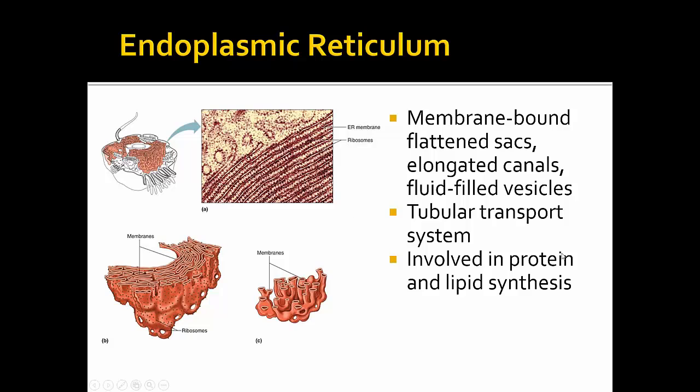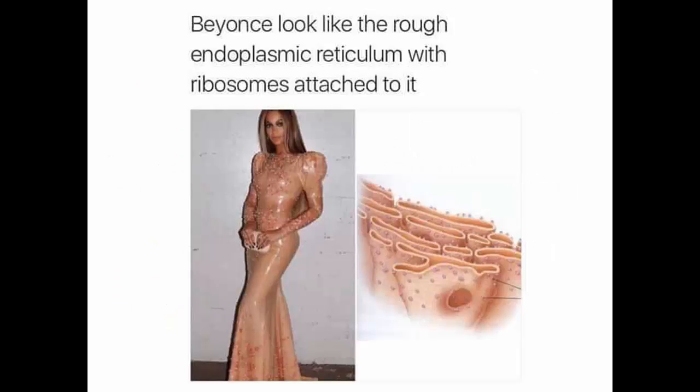It is involved in protein and lipid synthesis. The one that is involved in protein synthesis, of course, is the rough endoplasmic reticulum, because it has those ribosomes on it. The smooth endoplasmic reticulum is more involved in lipid synthesis. It synthesizes fats. It also absorbs fats, breaks down drugs, and is especially abundant in liver cells that help break down alcohol and other substances. And here, of course, is the analogy that I showed you, Beyonce looking like the rough endoplasmic reticulum with the ribosomes attached to it.